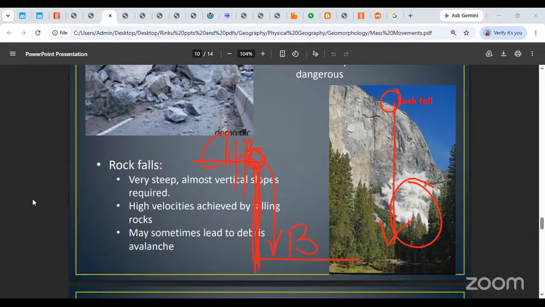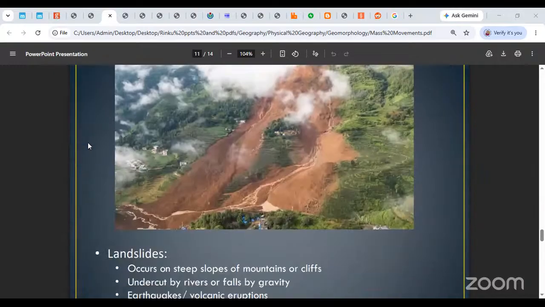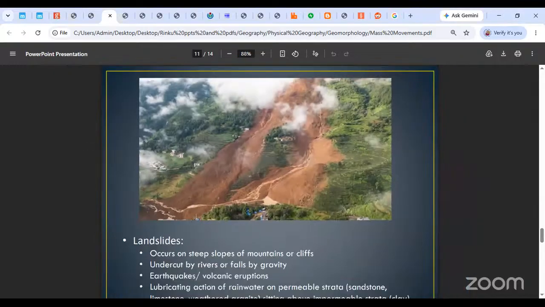Sometimes that can also cause an avalanche, because that rock fell, so the rest of the rocks can start to follow suit, and that can be an avalanche. Okay, the next movement that you see here is a landslide.